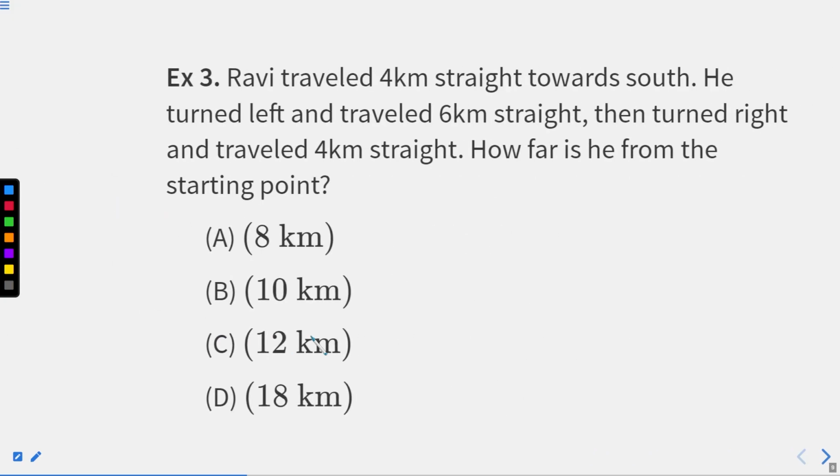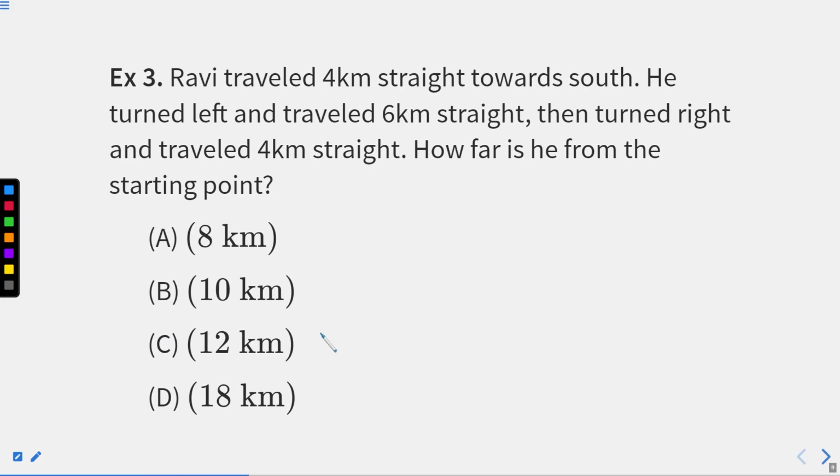Now this third question tells that Ravi traveled 4 kilometers straight towards south. He turned to left and traveled 6 kilometers. Now mark the distance. 4 kilometers, 6 kilometers and then turn to right and travel 4 kilometers again straight. How far is he from the starting point?